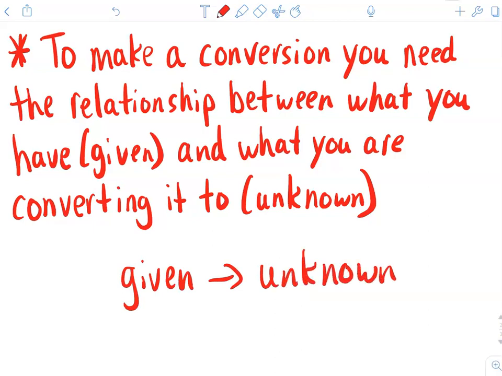And that is called our unit path. And the reason is, again, we are going to be converting from one unit to another. We're changing units in this. So our unit path is, I'm going to start with this unit, use a certain relationship, and change it to a different unit. Now, if you notice, we're talking about given and unknown. So we are going to be using the GUESS method in order to do this.